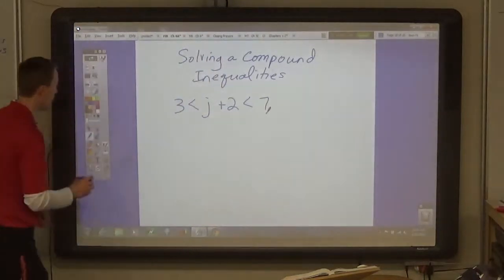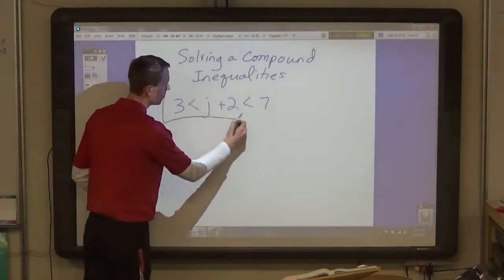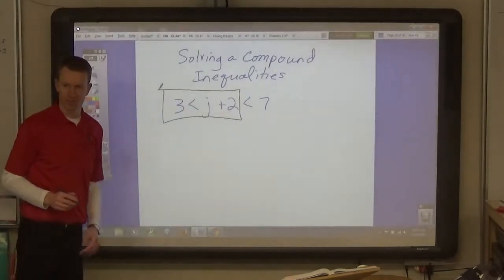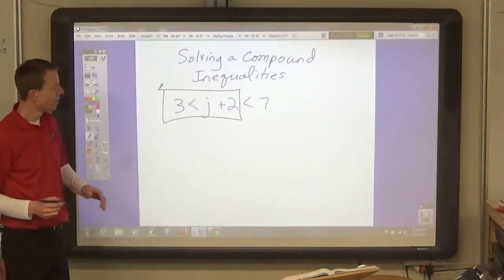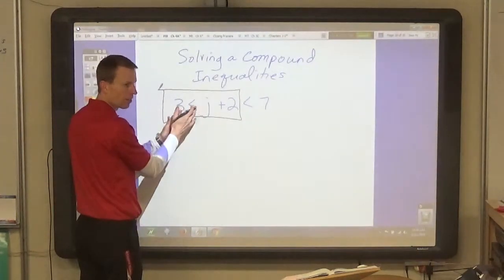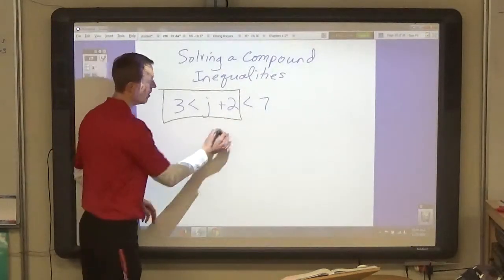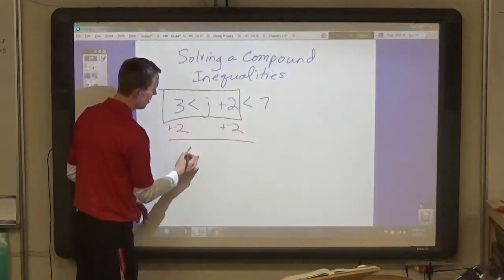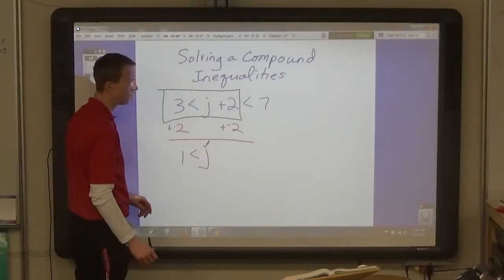Now, I want you to look at it in two ways. First, look at this one. 3 is less than j plus 2. Can you solve that for j? We have to get rid of the 2. So add -2, add -2. Negative 2 on 3: 1 is less than j. Or j is greater than 1.